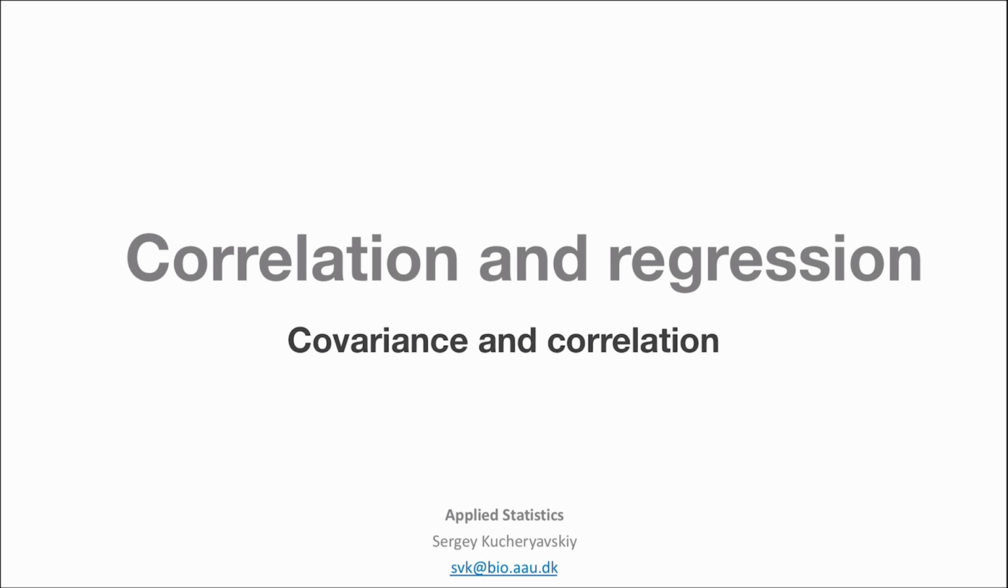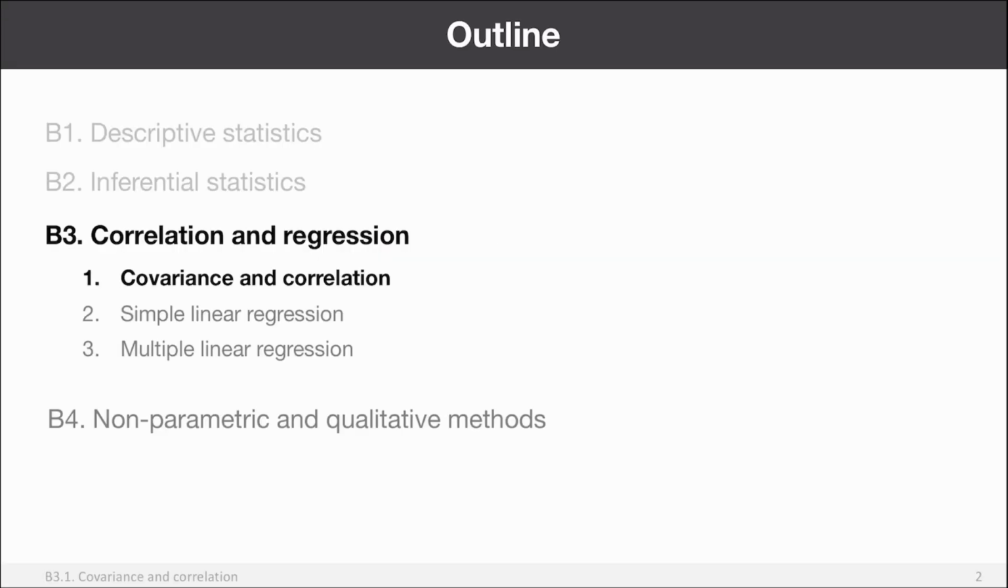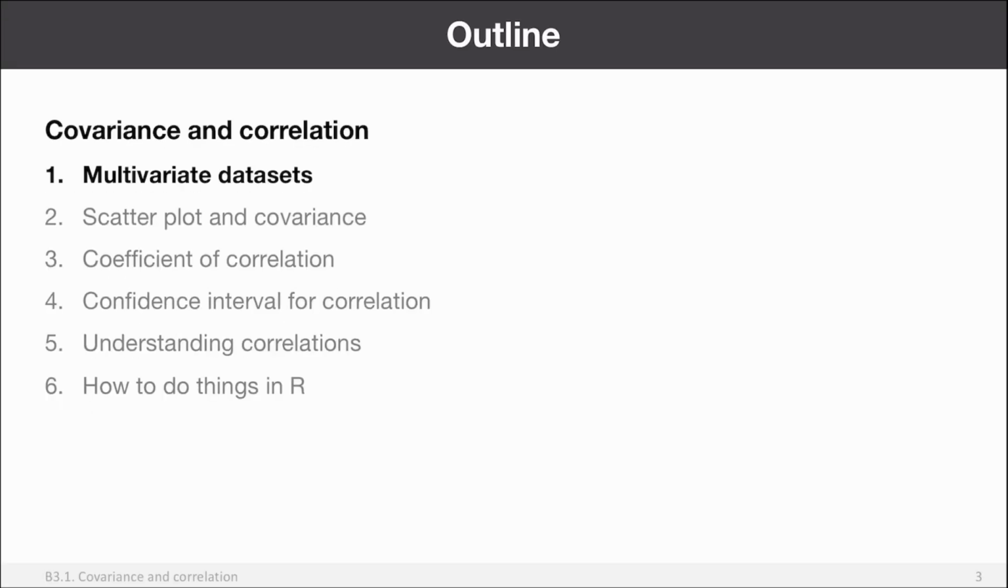With this video, we start block number 3, which is named correlation and regression. But let me discuss first of all a little bit more general topic which is related to the whole content of block number 3. It's multivariate dataset. That's what we are going to work with in this block.